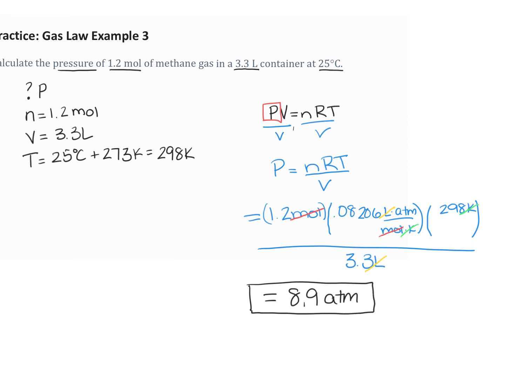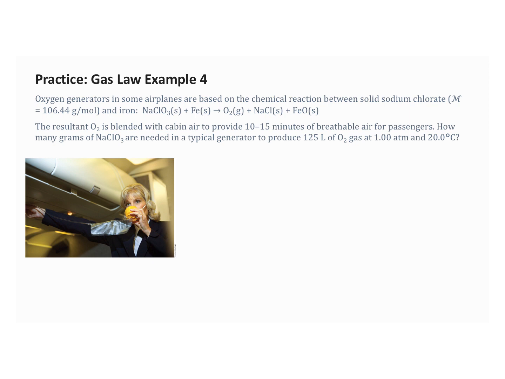And that's our pressure. Let's do one other gas law example.